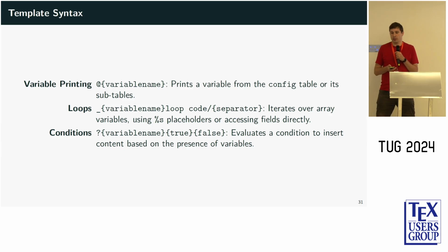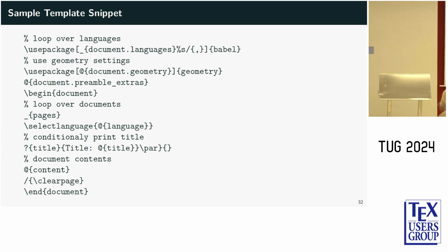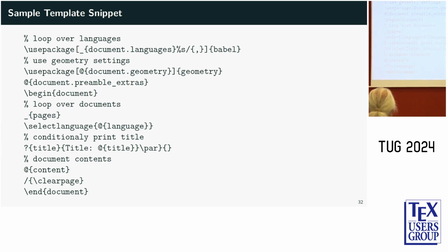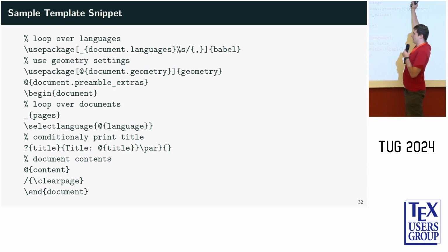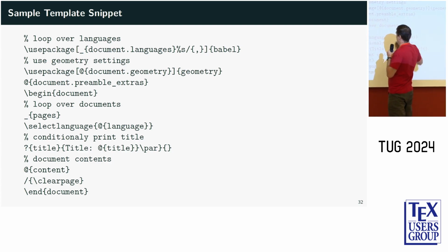So it's a simple condition. Sorry, I'm just so fast, but we have just 5 minutes, so I need to be faster. So this is an example template. You can see that this document languages variable contains all languages that were used in all HTML documents. So we can create a string for Babel. The separator is comma. Then use package geometry will use settings for geometry.